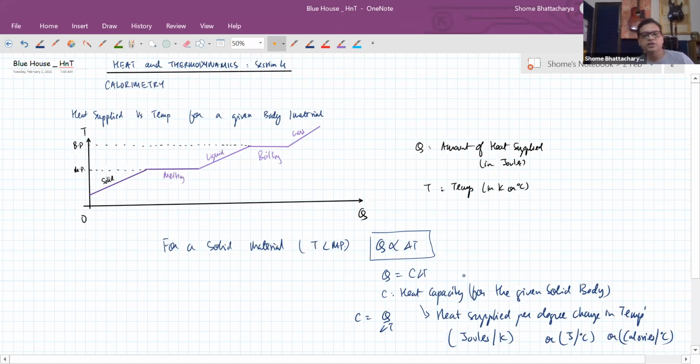The SI unit of heat is joule, but there is also a common unit calorie, which is equal to 4.2 joules approximately, 4.18 joules more precisely. So calorie has a special significance, which we'll talk about when we talk about the specific heat capacity concept. Okay. So just note down the definition of heat capacity first, and this graph.